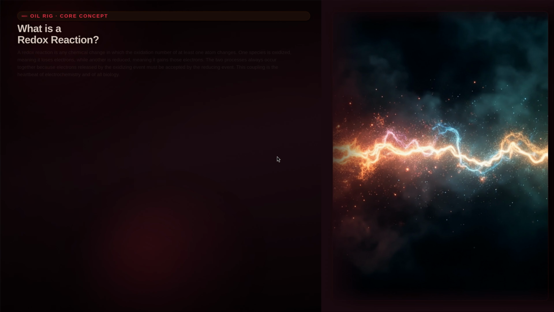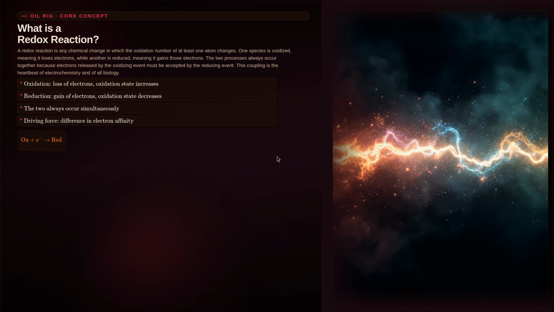The word redox is a contraction of reduction and oxidation. A redox reaction is any chemical reaction in which electrons are transferred from one species to another. Oxidation and reduction always happen together, never alone.